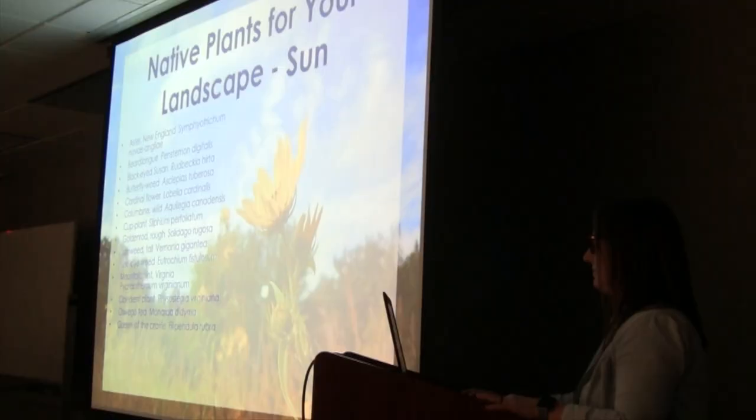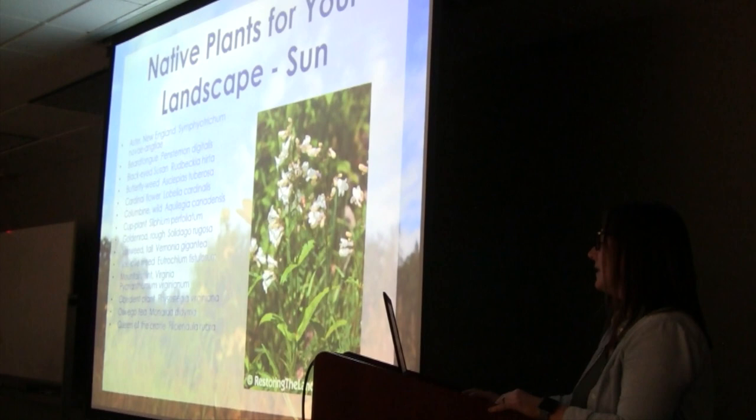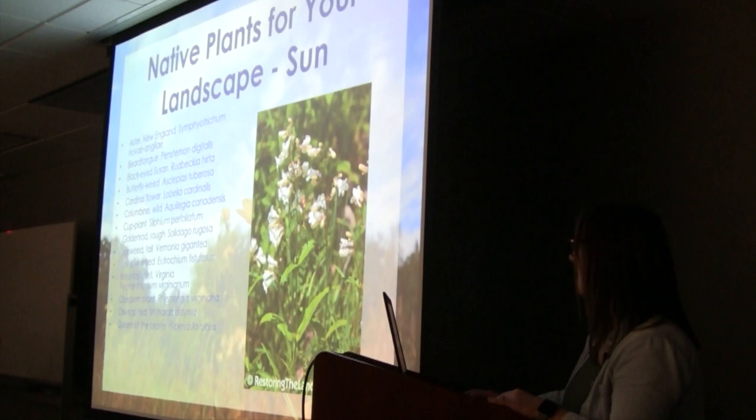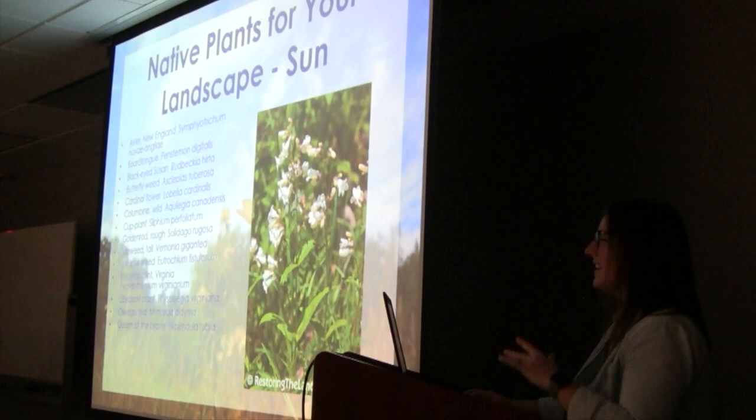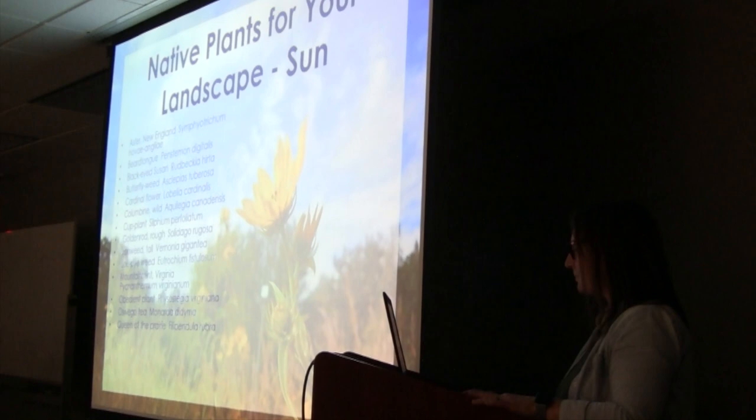These are just finishing up blooming now. Great late season nectar provider. Penstemon digitalis, or beard tongue. This one blooms at a time of year when not a lot else is blooming. So this is that late June when everything's putting out its leaves and not a lot is actually in bloom. So great for pollinators.